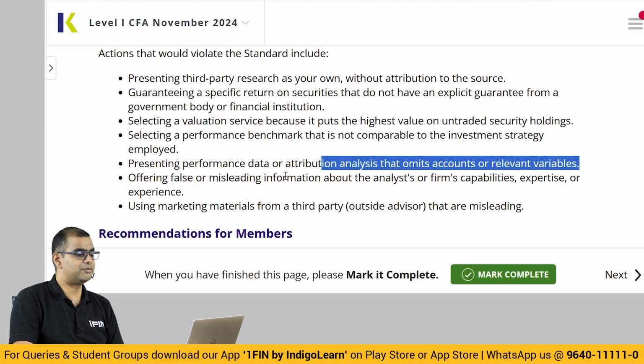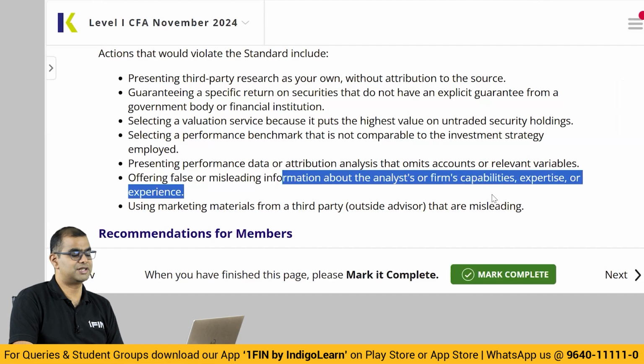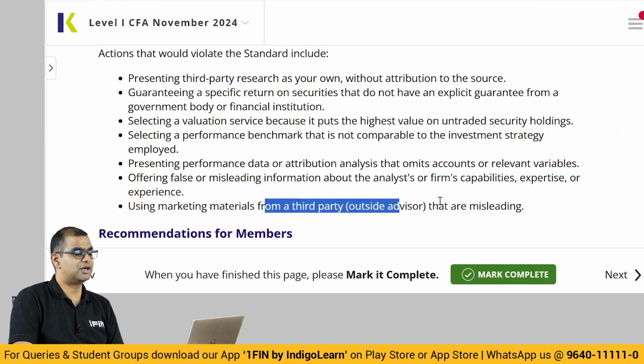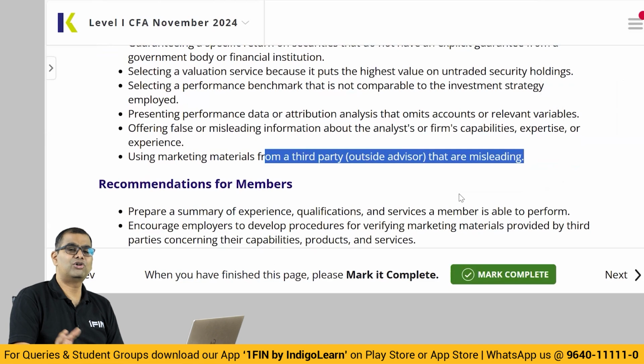Offering false or misleading information about the analysis or the firm's capabilities, expertise, or experience. So you cannot oversell your firm's capabilities. Then, using marketing materials from a third party that are misleading. So you cannot take an outside advisor's materials and say, no, it is not my material, it is theirs, they have violated the law. No. If you are using it, you have also violated this particular standard.